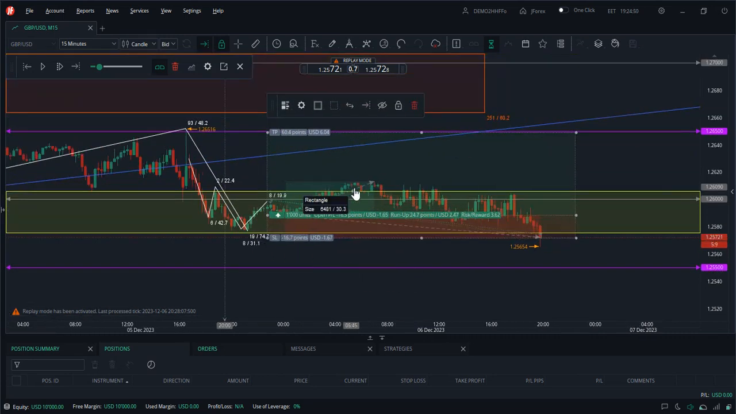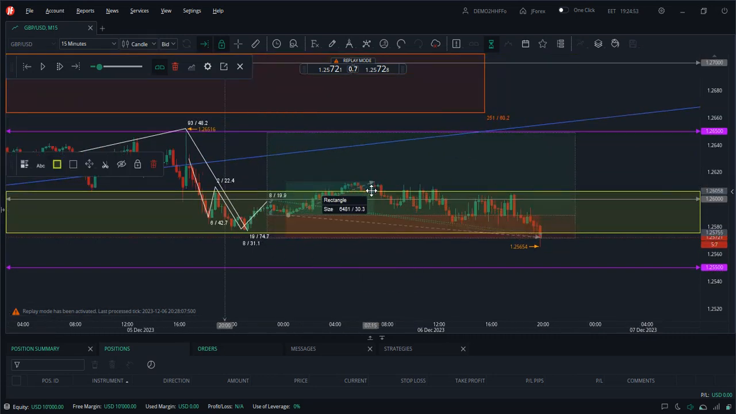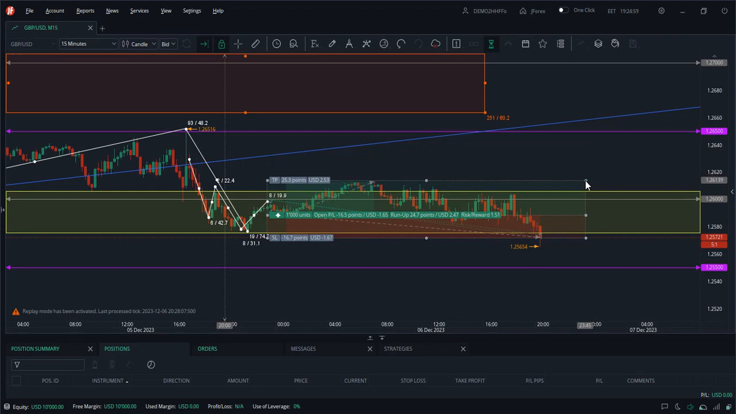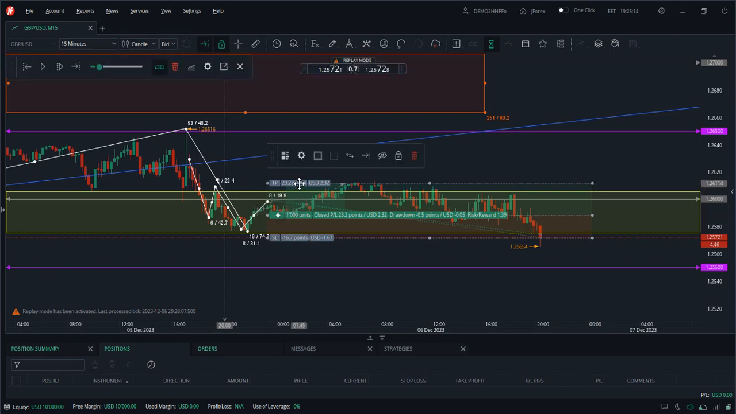Well, let's look at this. This trade gave us some pips. Let's see how many pips it gave us. If it was up to 10 pips before, let's see. This trade actually gave us 20 pips before it came back to hit our stop loss. You can see this 20 points right here, 23 points. So this trade gave us 23 pips before it came back.